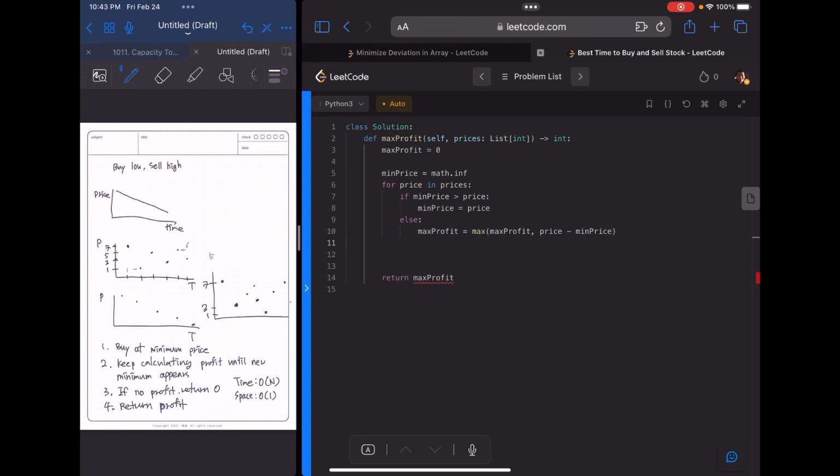Okay, once we are done with this, what happens if everything is lower? Min price will initially be set to infinity or a large number, and then the min price will keep getting updated because the price is lower until the end of the for loop, which will then make the max profit 0, and that's what the answer is expecting.